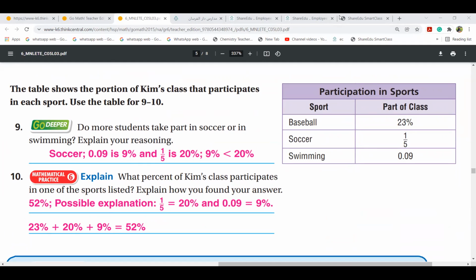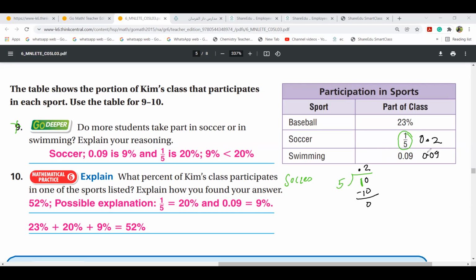Girls, this I'm not going to ask in the exam, but I just like to do it because we have time. They asked: do more students take part in soccer or swimming? Soccer is 1/5. Let us change 1/5 to a percentage. I told you numerator inside and denominator outside. Yes, Dana, you had confusion with it. So I put a point and I put a 0. And you have 0.2. And this is 0.09.